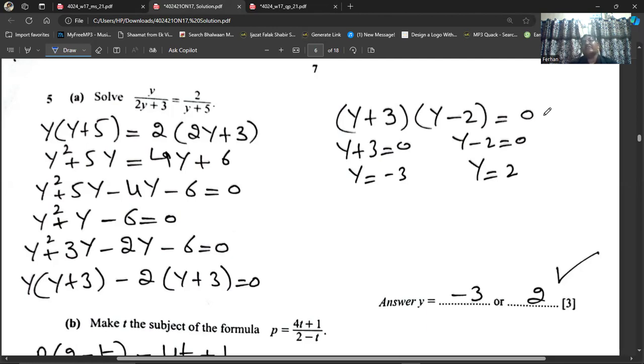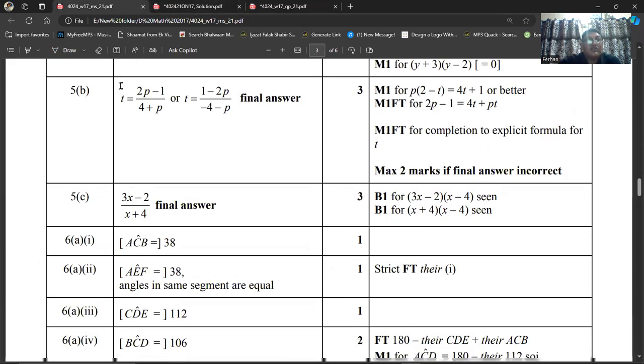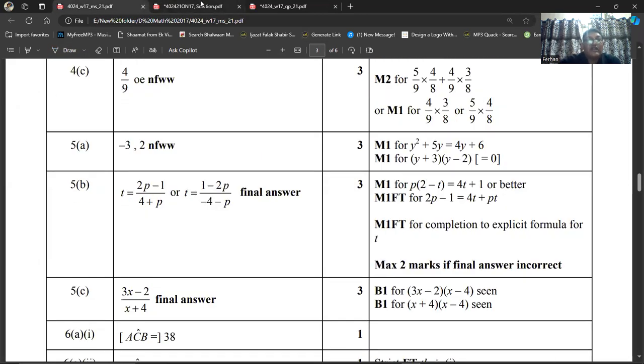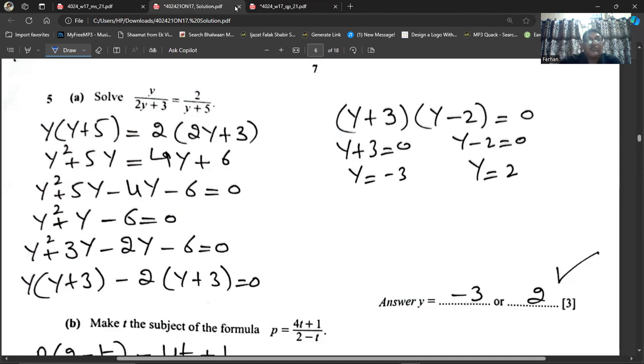So we will make the first bracket 0. So y plus 3 will be equal to 0. So y will be equal to minus 3. y minus 2 is equal to 0. So y will be equal to 2. So we got two answers. There are two possible values of y. One is -3 and the other one is 2. So here we go. The answers are right. This is how we do it.